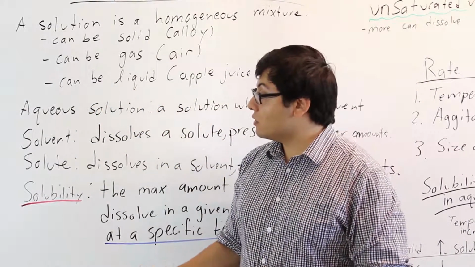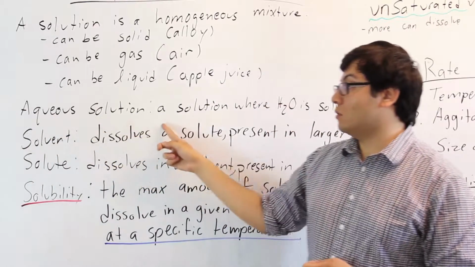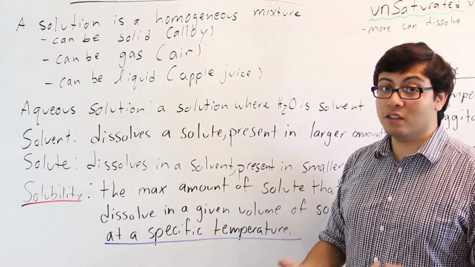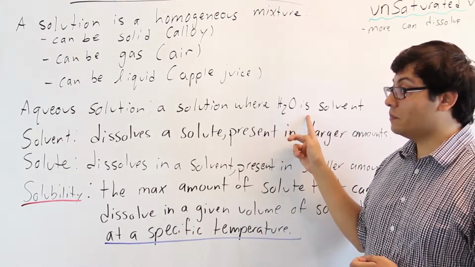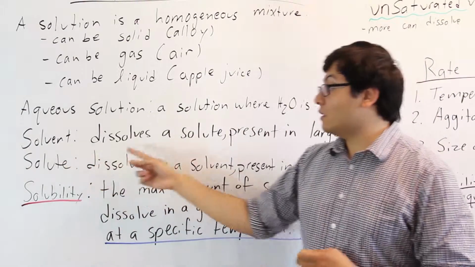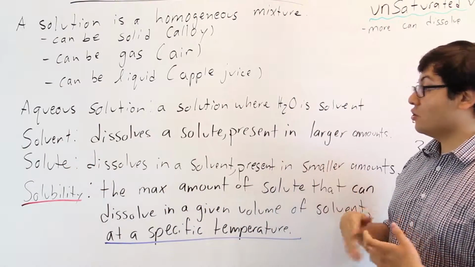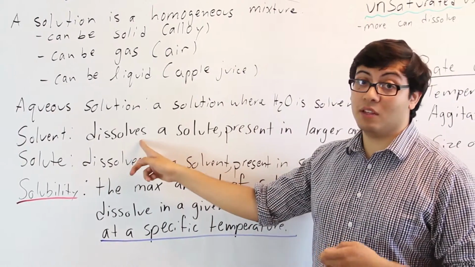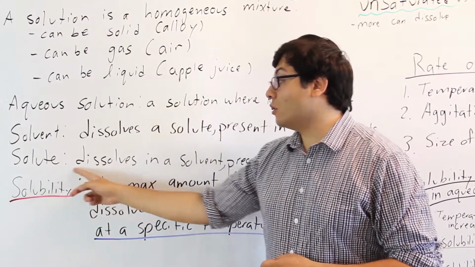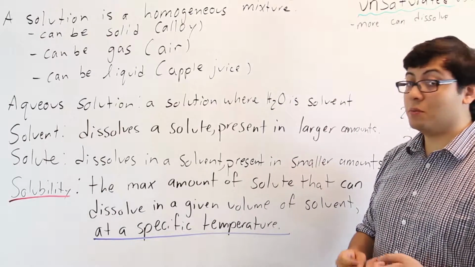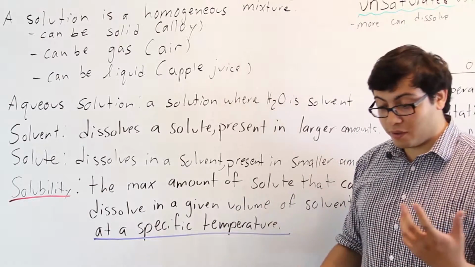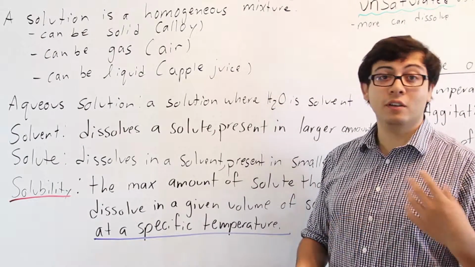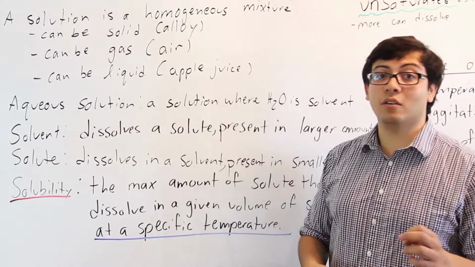More specifically, most of the solutions we'll be looking at are aqueous solutions. Aqueous solutions are any solutions where water is the solvent. A solvent dissolves a solute and it's present in a larger amount. So if you have an aqueous mixture, the solvent is always going to be water. The solute dissolves in a solvent and it's present in smaller amounts. So for example, if I have salt water, salt is going to be the solute and the solvent is going to be water.